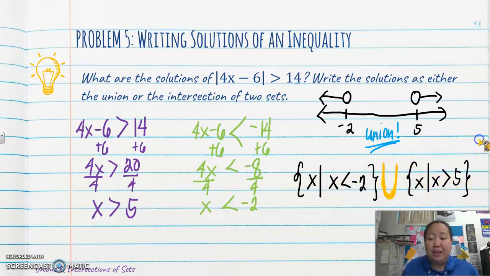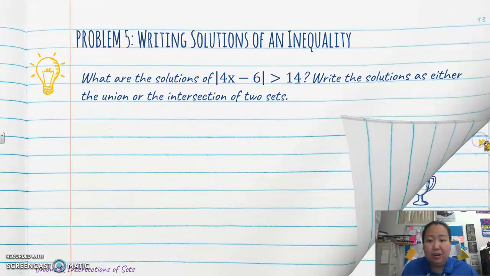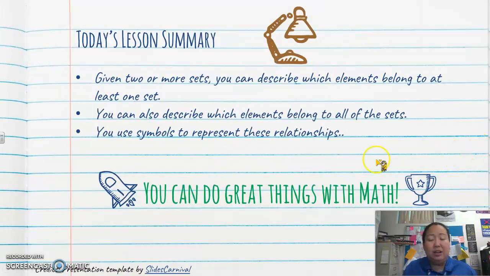And so to summarize our lesson, given 2 or more sets, you can describe which elements belong to at least one set. There are also elements that belong to all of the sets. And then, of course, we can always use symbols, your union symbol and your intersection symbol, to represent those relationships.